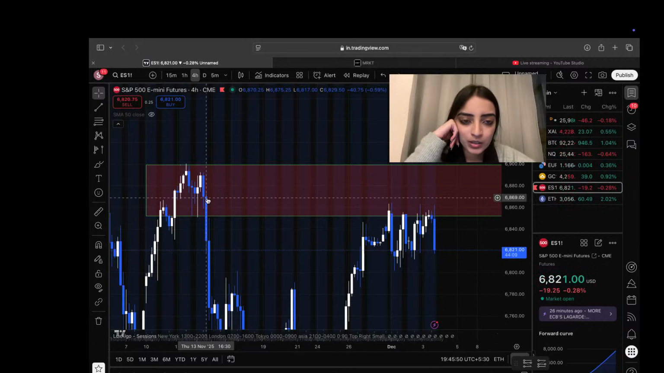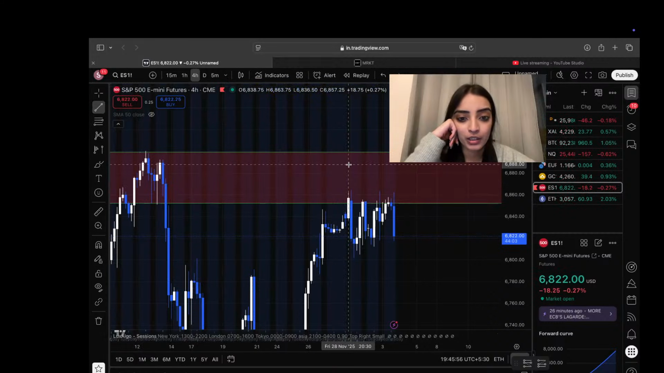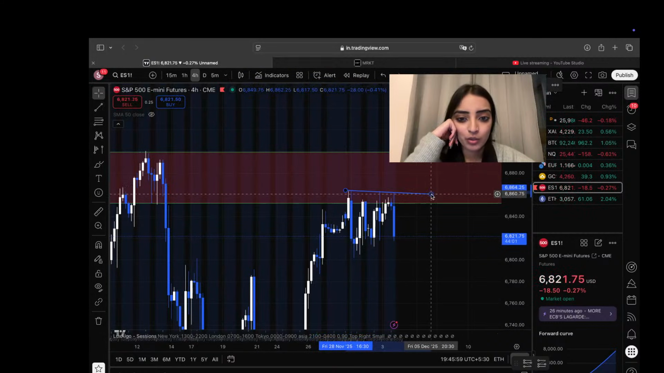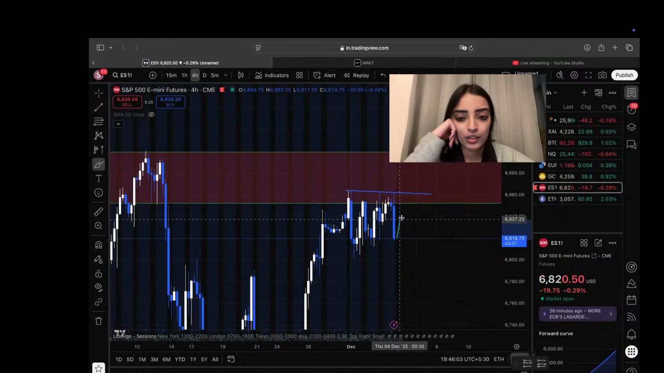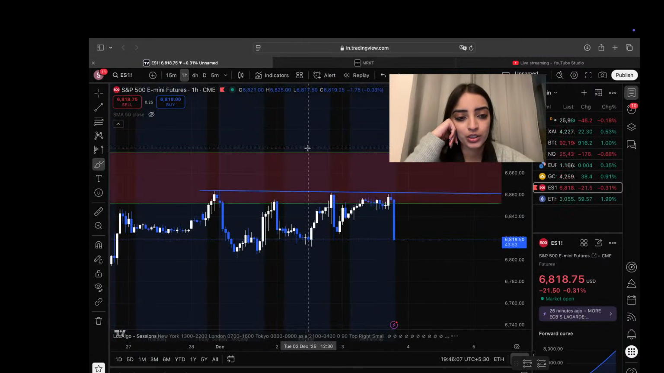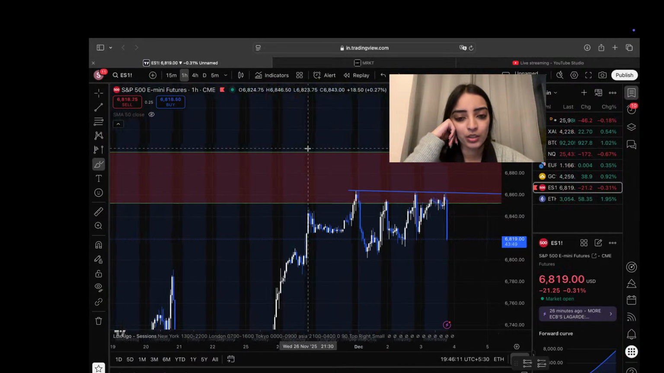This is 75.25. Okay, there is no imbalance over here. And according to me, all of this is some sort of liquidity. If I want to take a sell, I would want that these highs are swept before I look for any selling opportunities. That would be the best thing. So I really want that to happen.